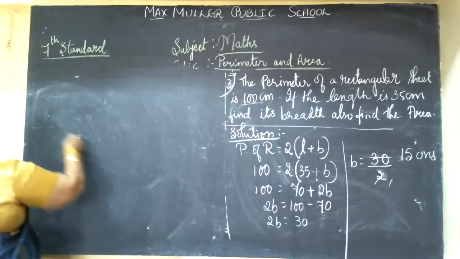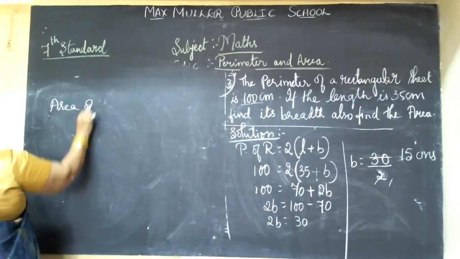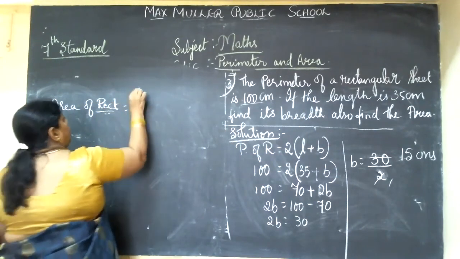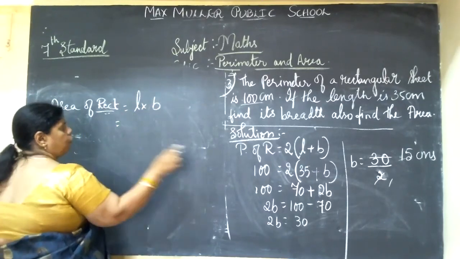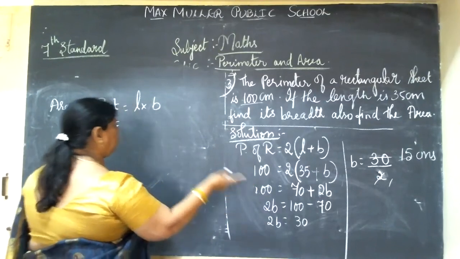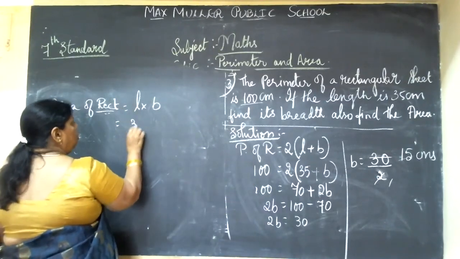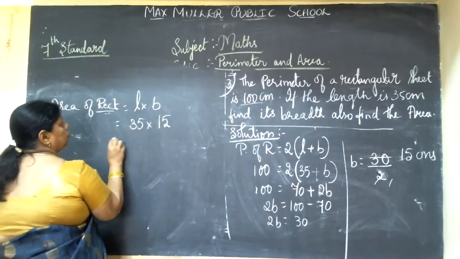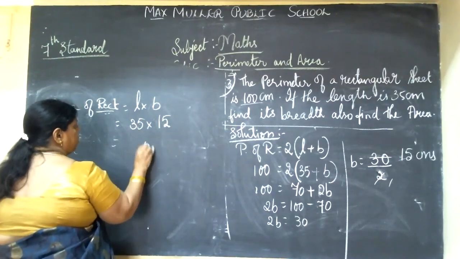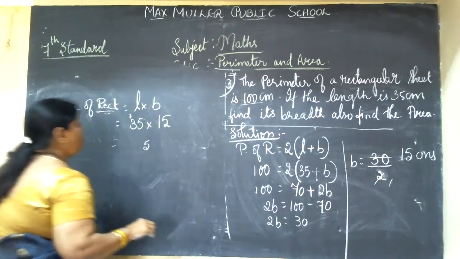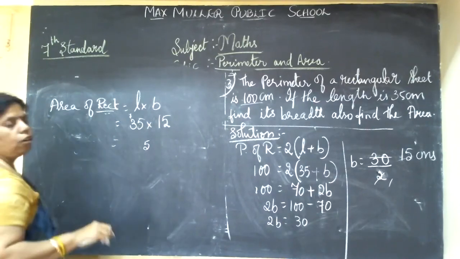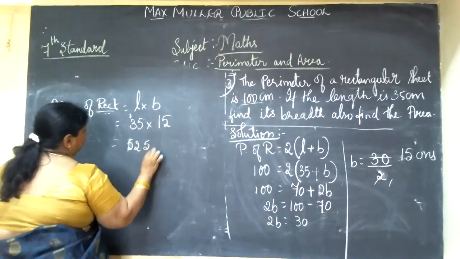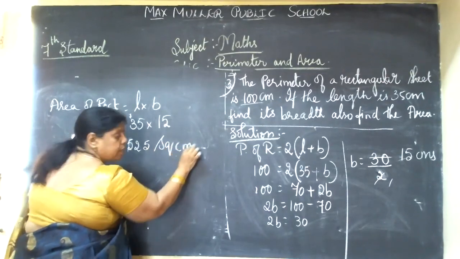So now they have asked for the area. Area of a rectangle is equal to L into B. Now you got the length and the breadth also. We have found out the breadth. So 35 into 15. So 15 5s is 75. 7 carry. 15 3s are 45. 45 plus 7 is 52. 525 square centimeters.